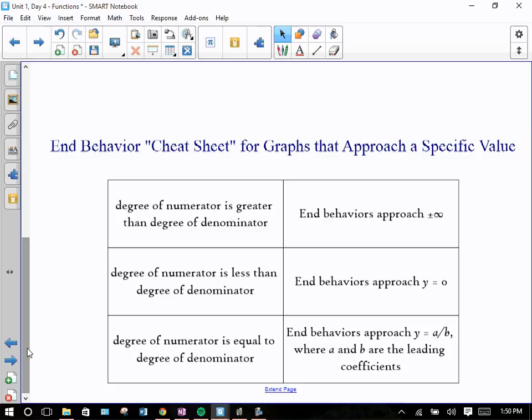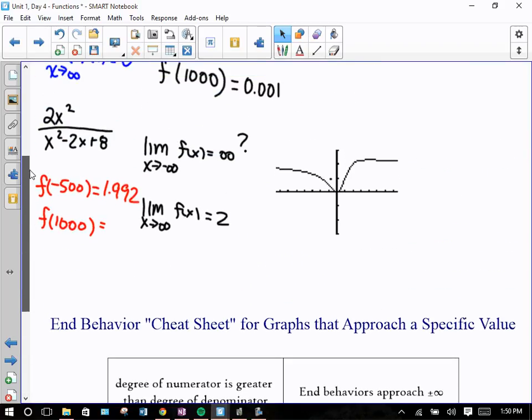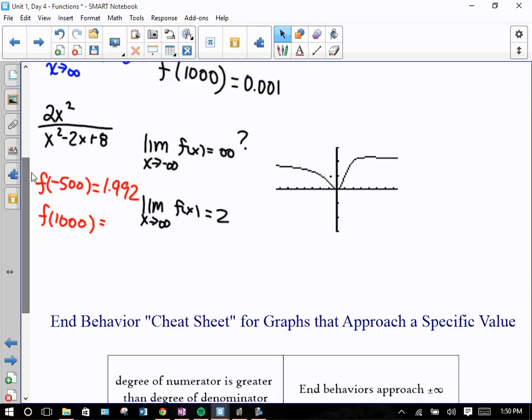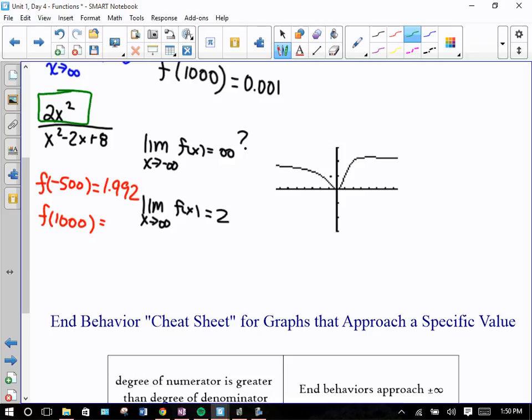Okay? Now, let's look at this problem right here. 2x squared divided by x squared minus 2x plus 8. My numerator is right here in green. The degree of that is what? 2. And my denominator, right there, what's the degree of that? 2.